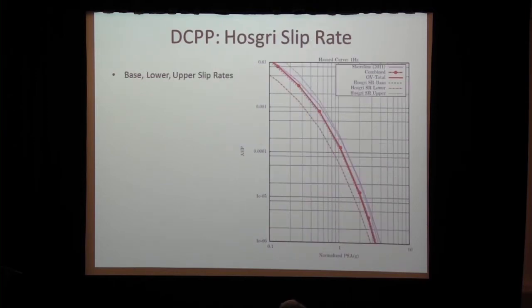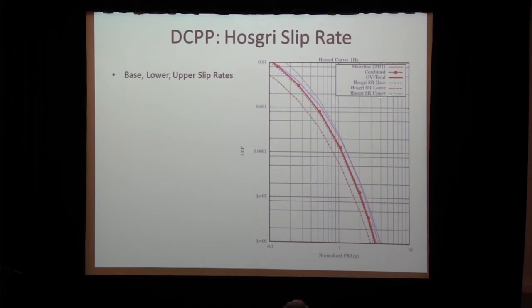If we then move to the next case, we're going to look at the variation on the Hosgri slip rate. So again, we've got the Shoreline, the combined, and the OV total. And then we've got 3 branches for the 3 cases of the Hosgri slip rate. So we've got a base case, which is the dark dashed line here, which is actually very close to the combined and the total. And then you've got an upper and lower. And so you can see that those are sort of the bounding.